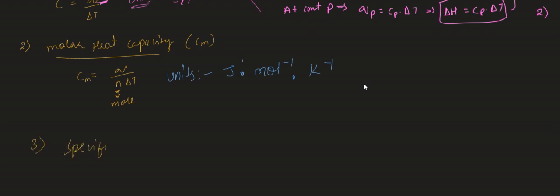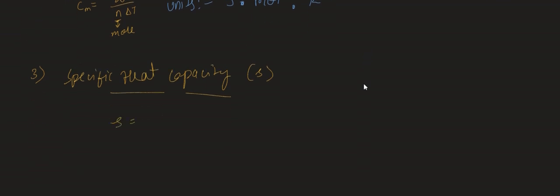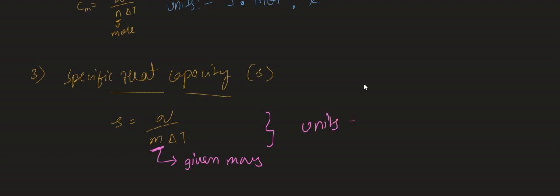Next, the third one is specific heat capacity. Specific heat capacity is denoted by the letter S. Now what is the formula for specific heat capacity? S is equal to q by m into delta t. Now you will ask, ma'am, what is the meaning of m? M is not a molar mass, it is a given mass. So in this formula, what will be the units? Q is energy, so joules, into gram inverse into Kelvin inverse.